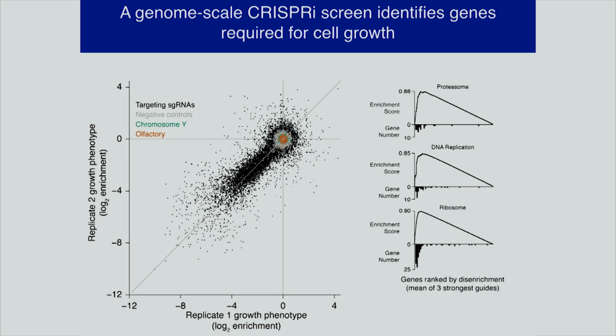And then aping the Lander paper, we did these gene set enrichment plots and similarly saw the expected gene sets depleting.